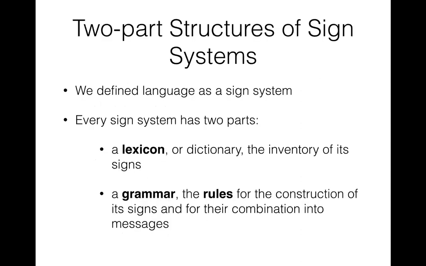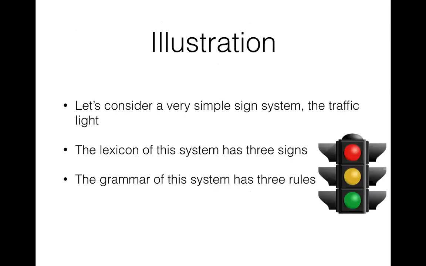So let's get into this week. We are going to get into the 2-part structure of sign systems. What are the 2 parts to any symbolic sign? Any language has a lexicon, or you can think of it as a dictionary, and a grammar, rules that tell you how to combine words together, how to combine sounds together to create new words, etc. So a lexicon and a grammar. These are the 2 parts of any sign system.